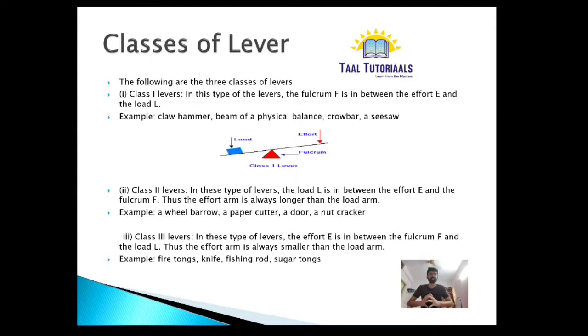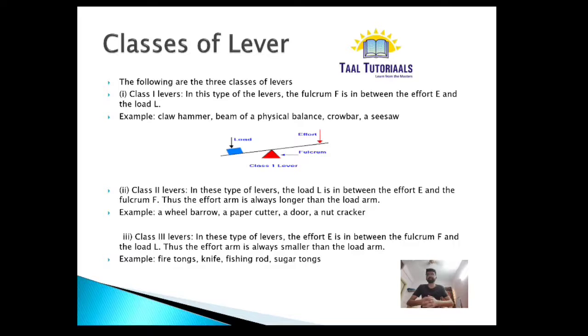So class 1 lever, in this type of lever, the fulcrum is in between the effort and the load. Examples are claw hammer, beam of physical balance, crowbar, seesaw. Class 2 lever, in this type of lever, the load L is in between the effort and the fulcrum. Now again I am telling you the examples: a wheelbarrow, a paper cutter, a door, a nut cracker.